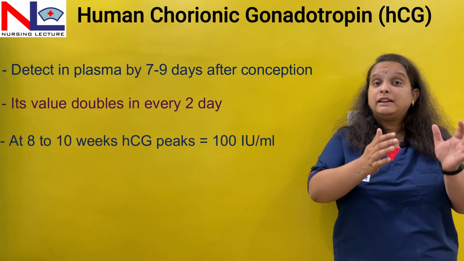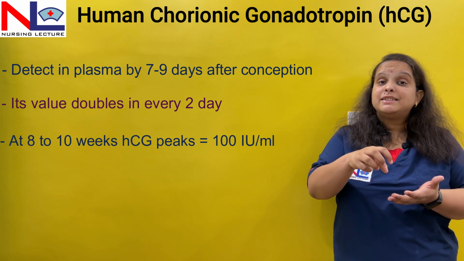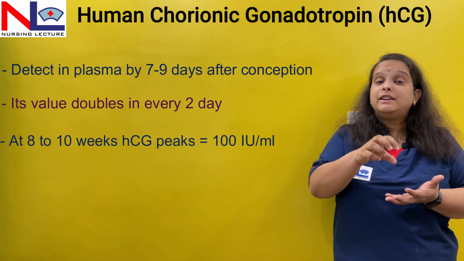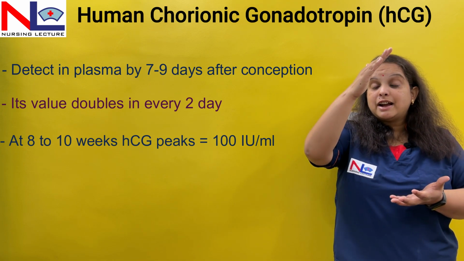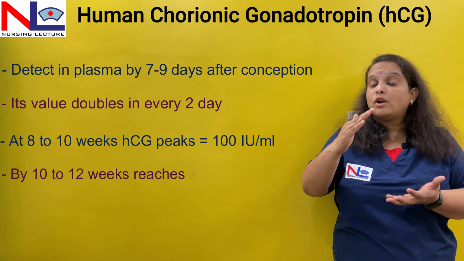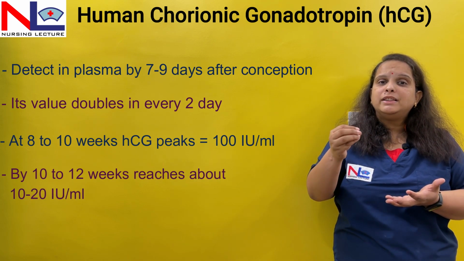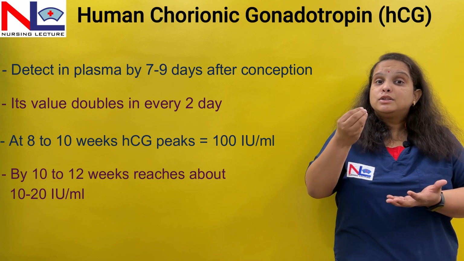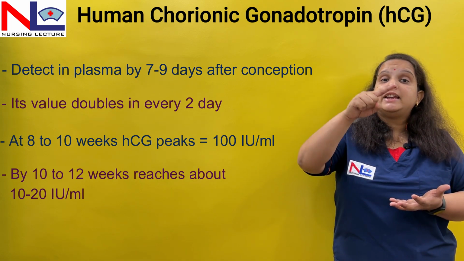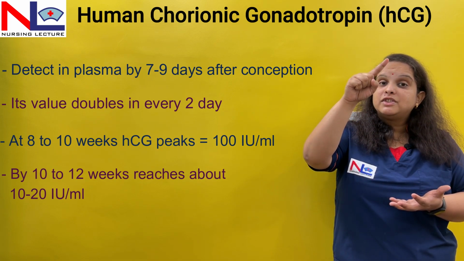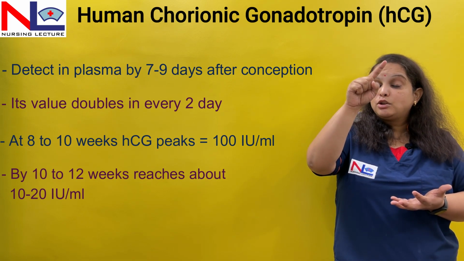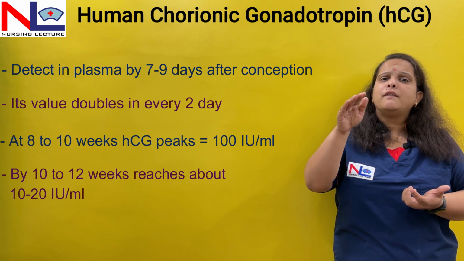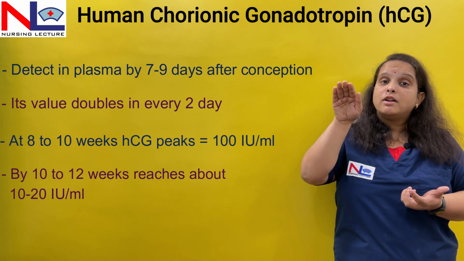Around 8 to 10 weeks, it reaches its peak. When the pregnancy reaches around 60 to 70 days, the value of HCG is around 100 international units per ml. After that, it starts declining. Around 12 to 14 weeks, or day 100 to 130 of pregnancy, the value is only 10 international units per ml. So in the initial state, more HCG is released, it peaks around 8 weeks of gestation, then declines, and after 20 weeks of gestation the value remains constant throughout pregnancy.